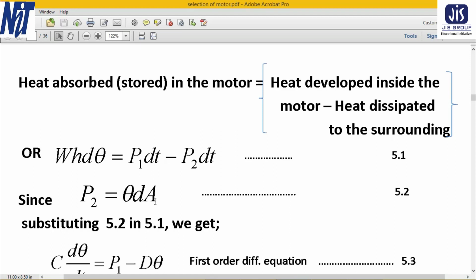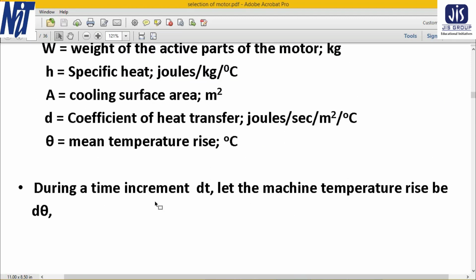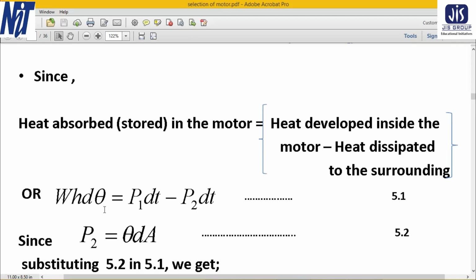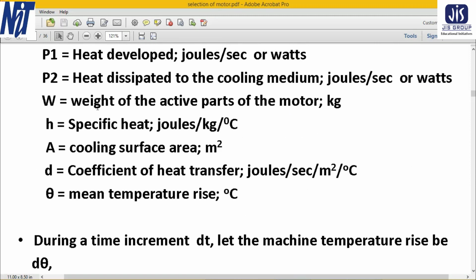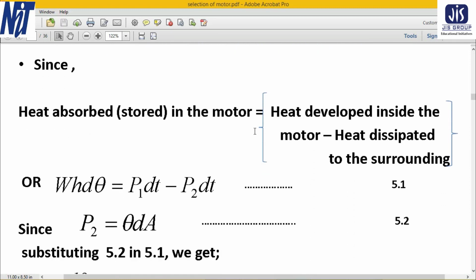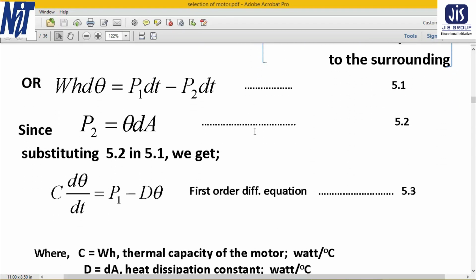So what is this heat dissipation? Heat dissipation depends on the mean temperature rise and the cooling surface area. The more the cooling surface area, the more the heat dissipation will take place. So theta into dA is my P2. The heat dissipation, P2, is my heat dissipation to the cooling medium. So it's my theta into dA.